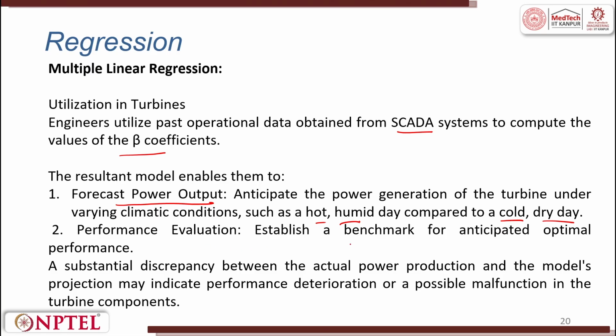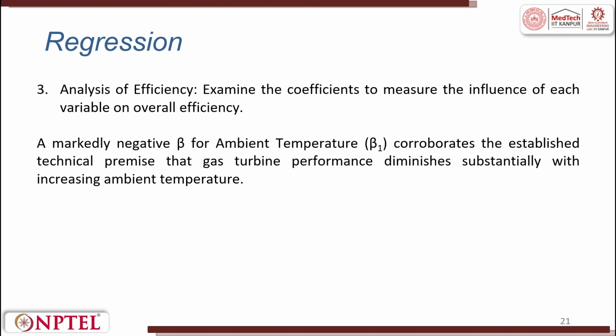Performance evaluation, that is establish a benchmark for anticipated optimal performance. A substantial discrepancy between the actual power production and the model's projection may indicate performance deterioration or a possible malfunction in the turbine components. Then analysis of efficiency is also helping them. Examine the coefficient to measure the influence of each variable on overall efficiency. A marked negative beta for ambient temperature corroborates established technical premise that gas turbine performance diminishes substantially with the increasing ambient temperature. So, let me show you.